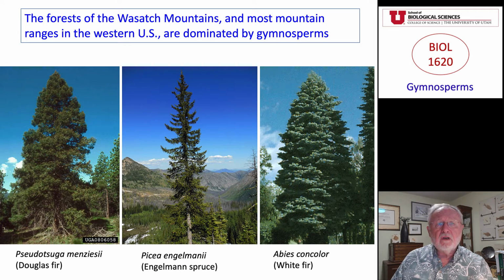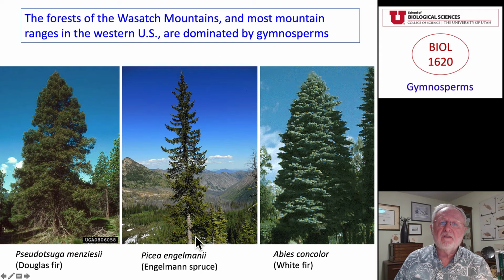The forests of the Wasatch Mountains, and in fact the forests of much of the Rocky Mountains in central parts of the United States, are all dominated by gymnosperms. Perhaps the most relevant and important is the Douglas fir, Pseudotsuga menziesii, because it is a common timber tree.